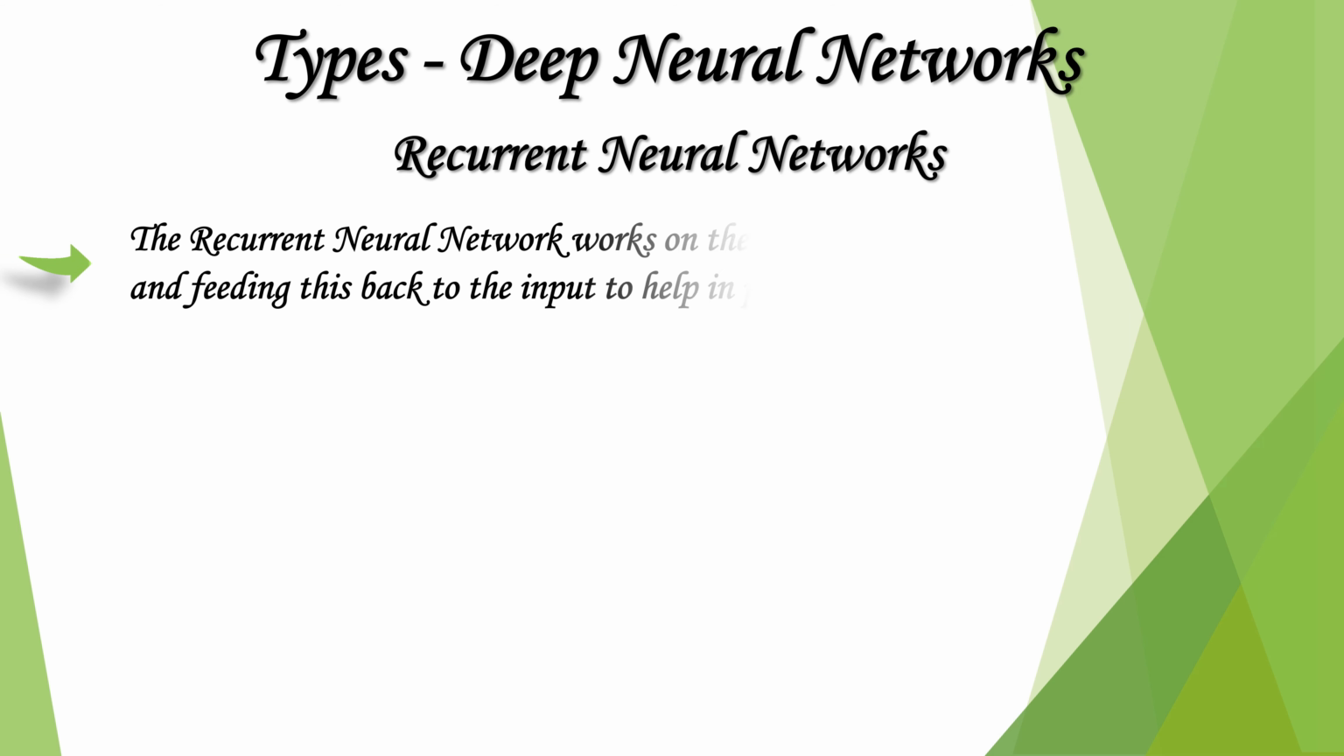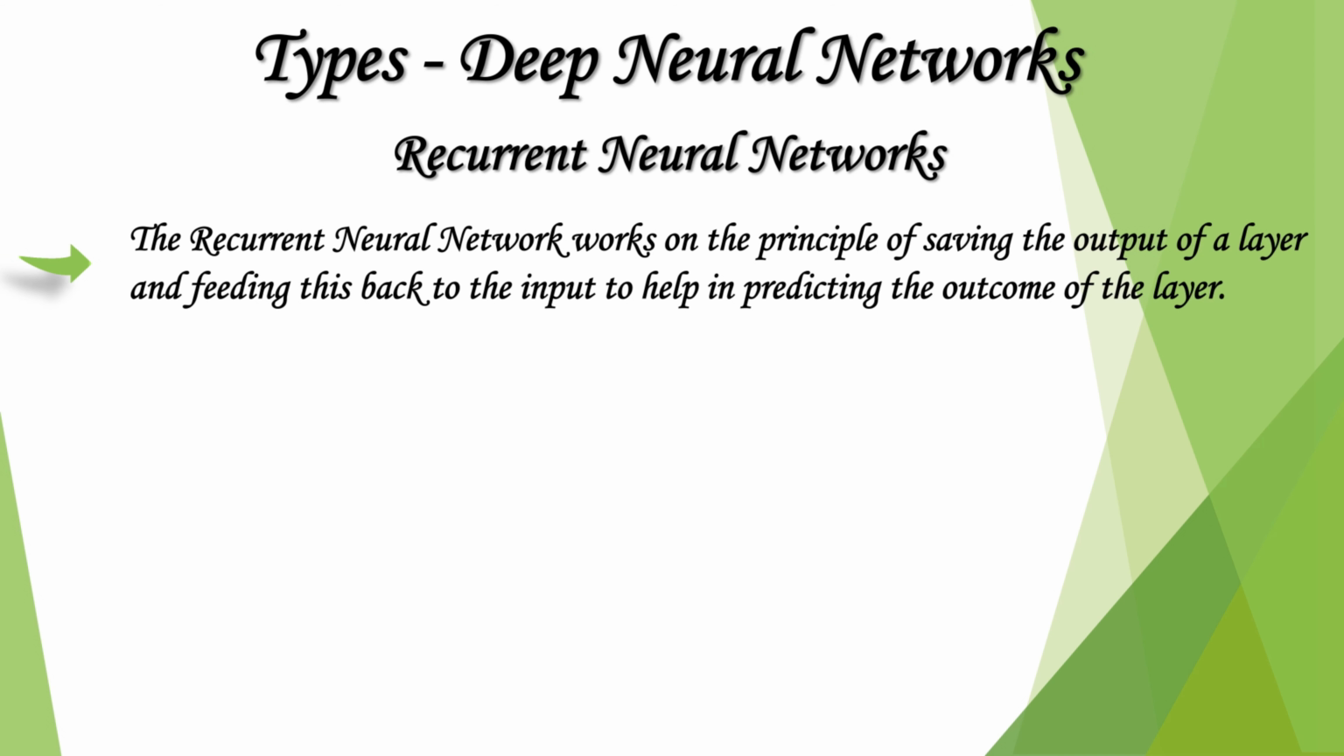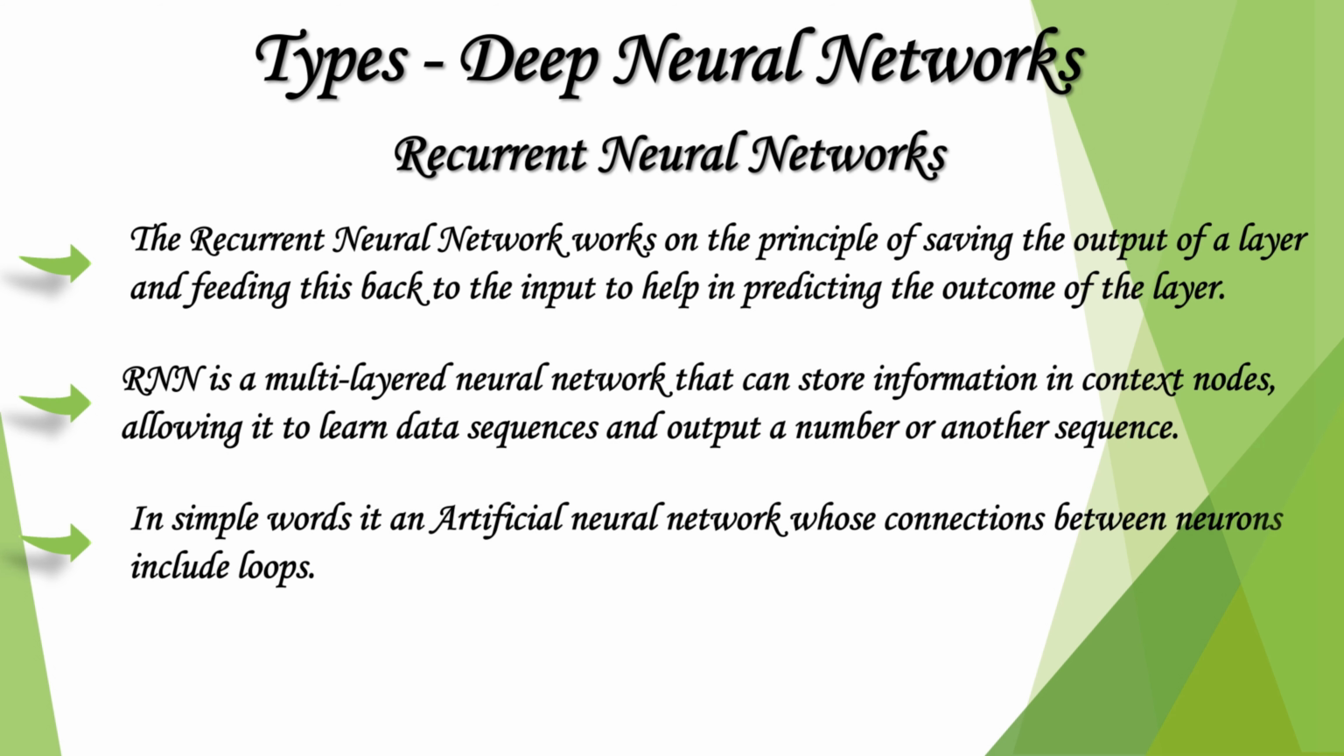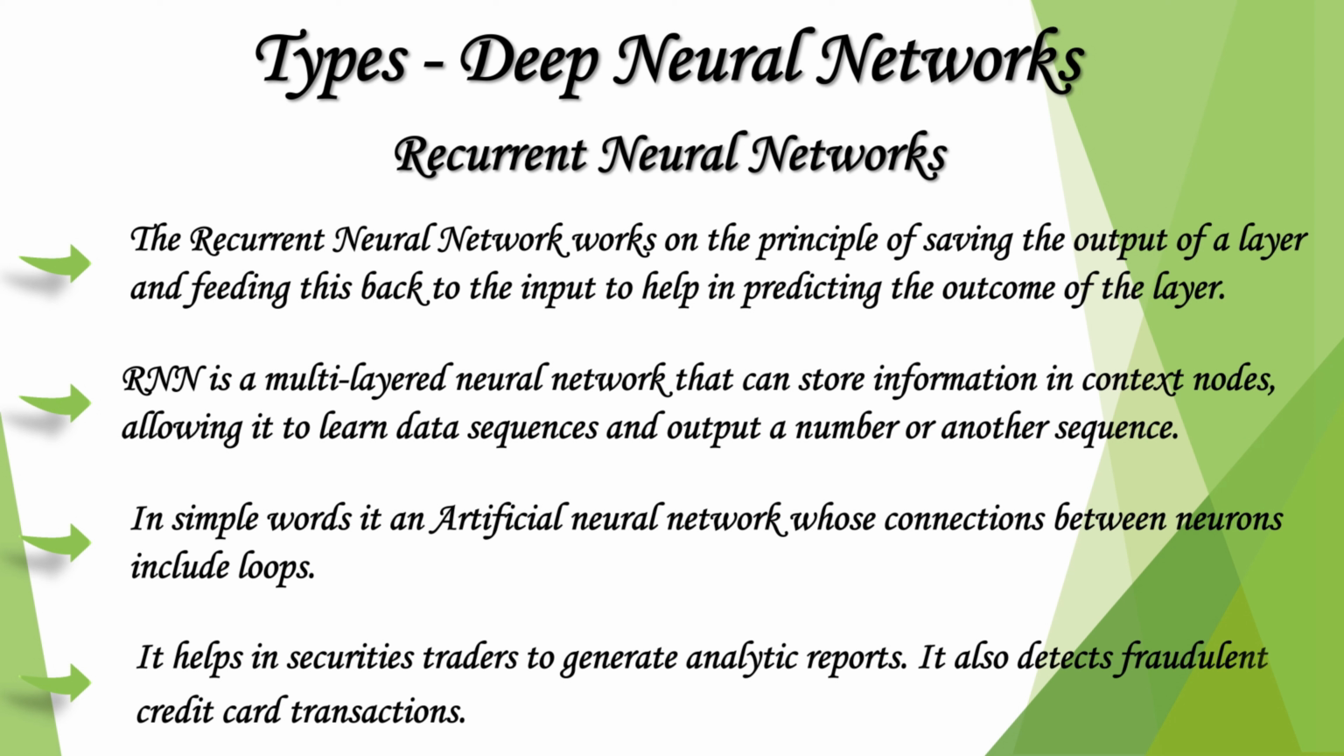Recurrent neural networks. The recurrent neural network works on the principle of saving the output of a layer and feeding this back to the input to help in predicting the outcome of the layer. An RNN is a multi-layered neural network that can store information in context nodes, allowing it to learn data sequences and output a number or another sequence. In simple words, it is an artificial neural network whose connections between neurons include loops. It helps securities traders to generate analytic reports. It also detects fraudulent credit card transactions.